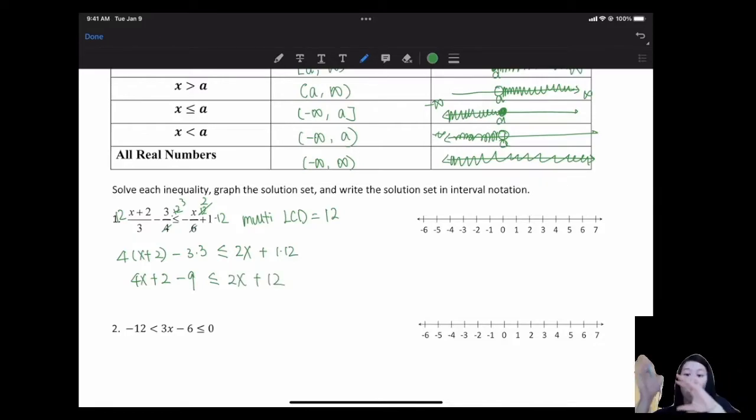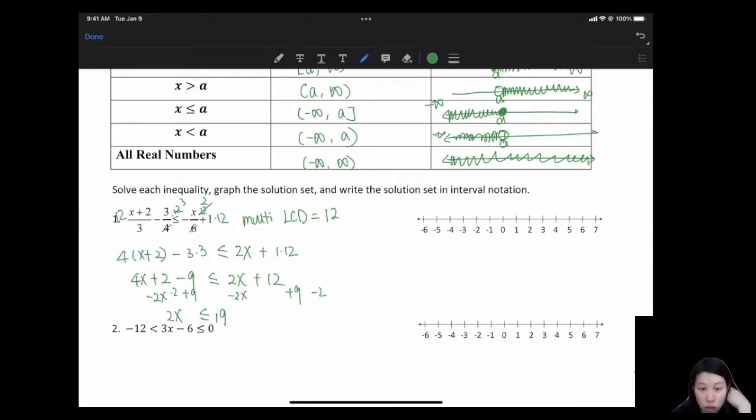And then you move all the variable terms to the left and all the constant terms to the right. So we subtract 2x on both sides. Also, we want to add 9 on both sides and subtract 2 on both sides. So we have 2x less than or equal to 19. And then we still need to divide by 2 on both sides. As long as you don't divide or multiply by a negative number, we treat it just like an equation, the way that we solve it.